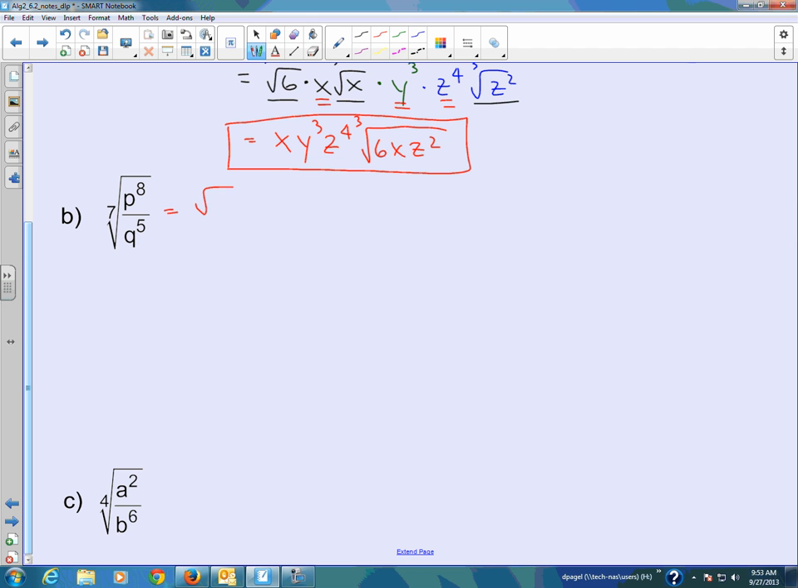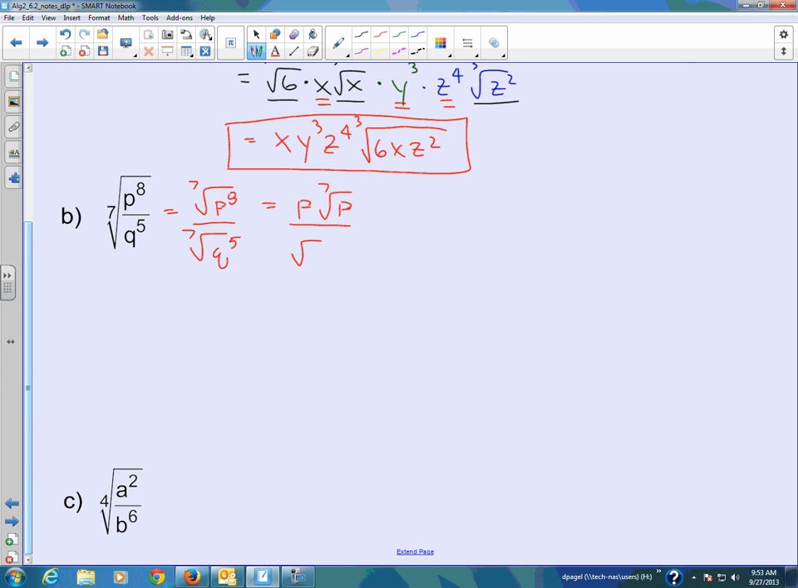So 7th root of p to the 8th over 7th root of q to the 5th. All right, on the top, we know that at least a p comes out, and I have a p that's left over. Now, on the bottom, though, when your root number is bigger than your power number, this is where you're going to have to think about, okay, we got to rationalize this thing.